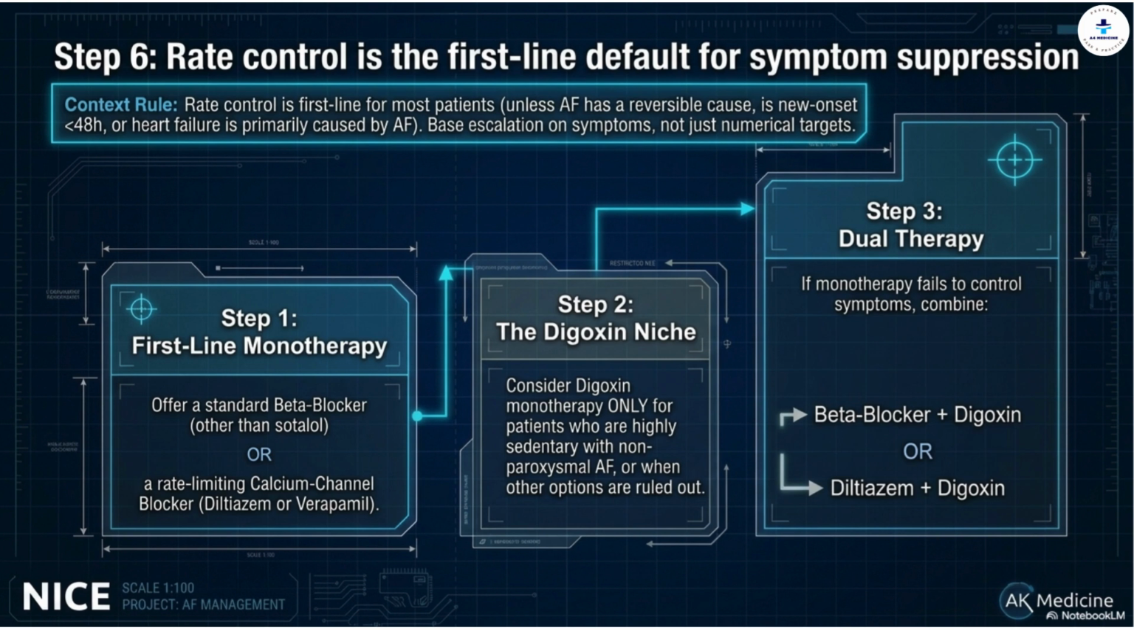This section explains first line symptom control in stable AF. Rate control is first line for most stable patients. Options include beta blockers, or diltiazem or verapamil, i.e., calcium channel blockers, when beta blockers cannot be used. Digoxin is for sedentary patients or when other agents are unsuitable. The goal is symptom control, not rhythm restoration here.